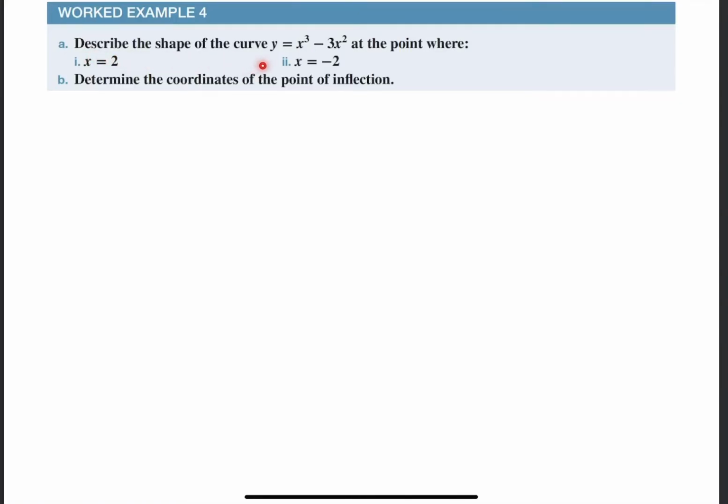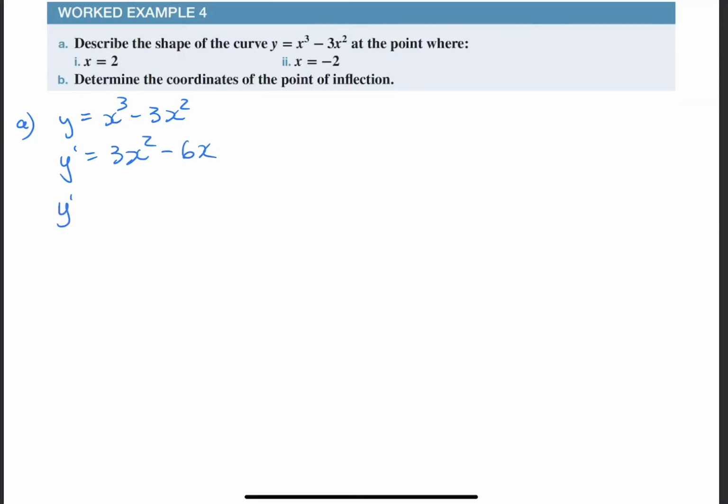Describe the shape of the curve y equals x cubed minus 3x squared at the point where x is first 2 and then x is negative 2. So I have to start off by saying y equals x cubed minus 3x squared. We're busy with number A. My first derivative equals 3x squared minus 6x.